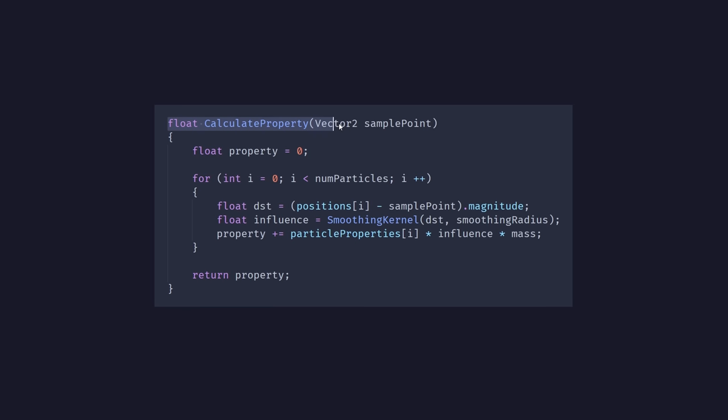So I've made this little calculate property function that takes in a point in space, loops over all the particles, and just adds up the values of their properties multiplied by the smoothing function, since again, that just tells us how much influence the particle has at the current point, and then also multiplied by the mass, since that effectively scales how much influence the particles have. Let's see how that comes out.